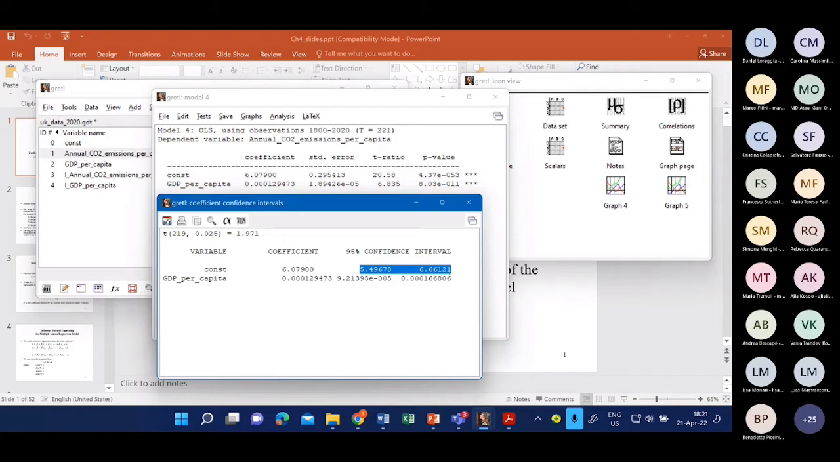Okay. What's the answer? Is 0 inside this interval? No. No? So what's the conclusion?